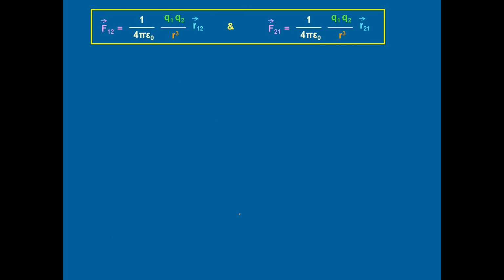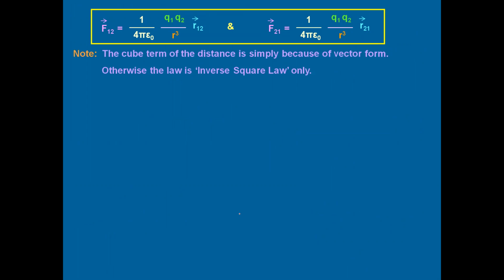As you can see, both the forces will be having the same magnitude, only direction will be changing. So F12 will be equal to minus F21. And when you write in vector form, if you change the unit vector into position vector R12, as we have studied in class 11, unit vector can be written as position vector divided by magnitude of the vector. So the cube in the denominator is coming just because we are taking the vector form, but otherwise Coulomb's law obeys inverse square law only because force is inversely proportional to square of the distance.